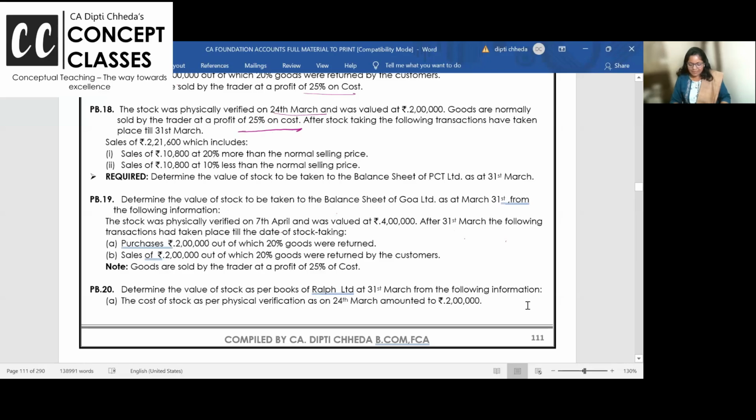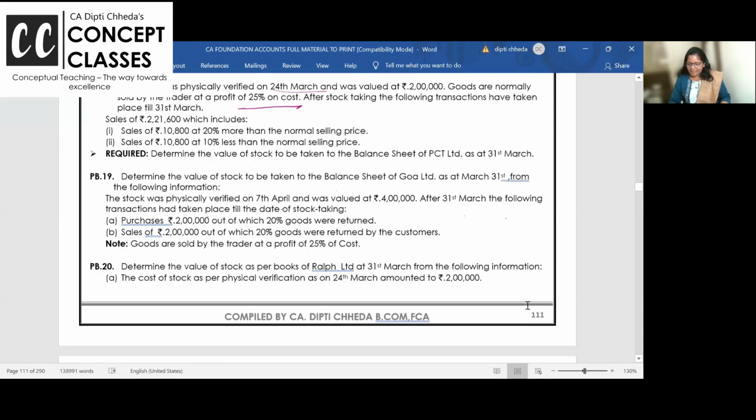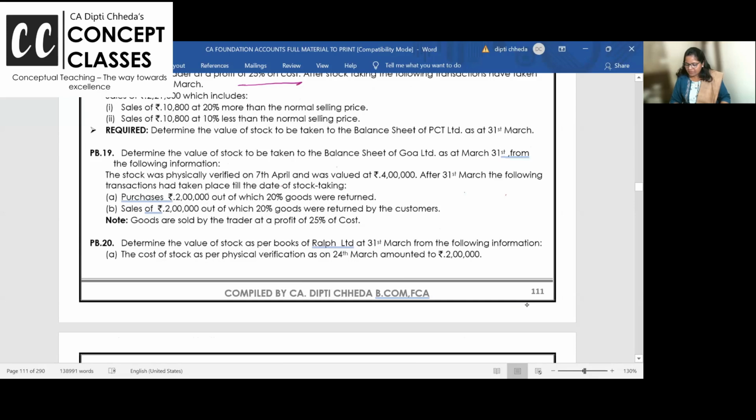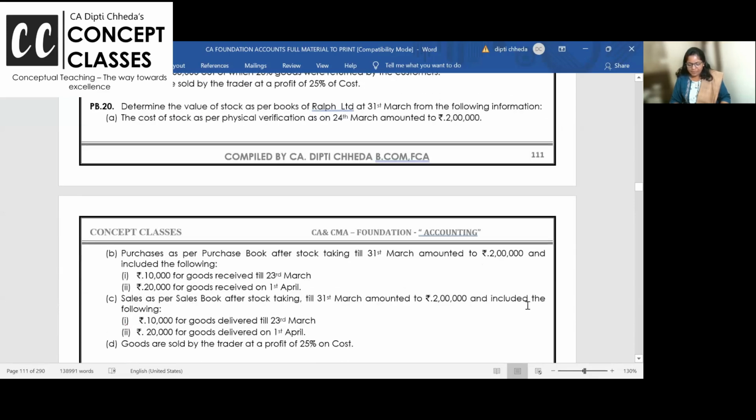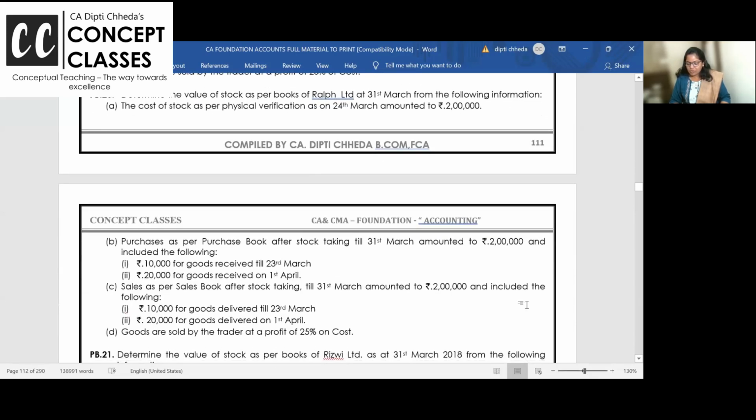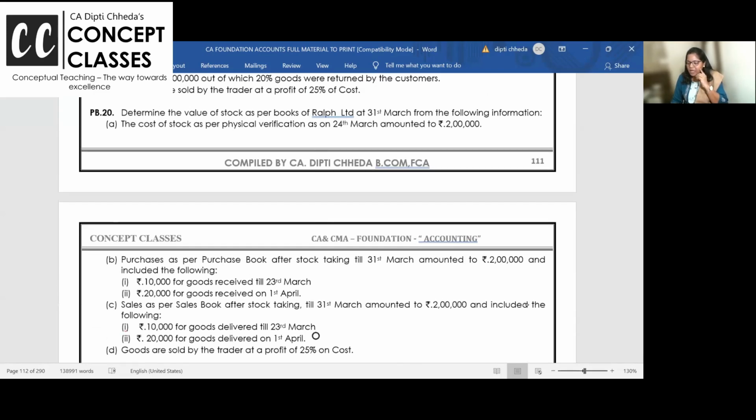So next, now we will go to 17th, 18th, 19th. 3 problems are over. 20th problem we will do. Determine the value of the stock of Ralph Limited at 31st March from the following information.